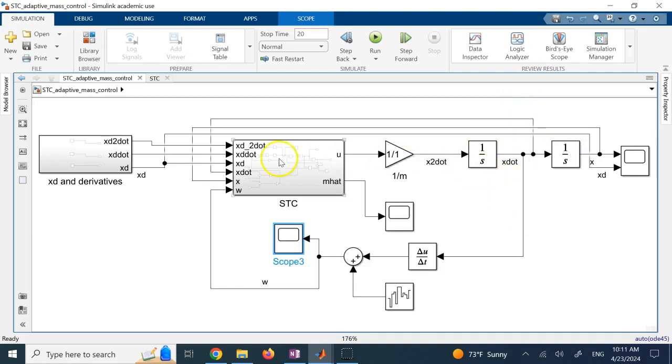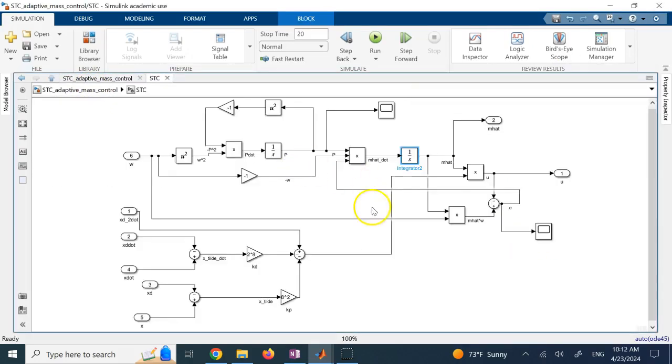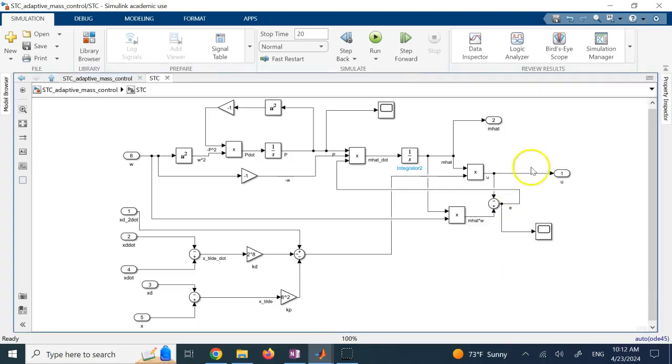So let's go ahead and see what I have. The actual mass of the system is 1 kilogram, as you can see, but when I start estimating my m hat, you see in the initial condition I consider it to be 0.7 kilogram. So I'm 30% off for my mass estimate. Still, I can show you that the system is working. So what did I do here?